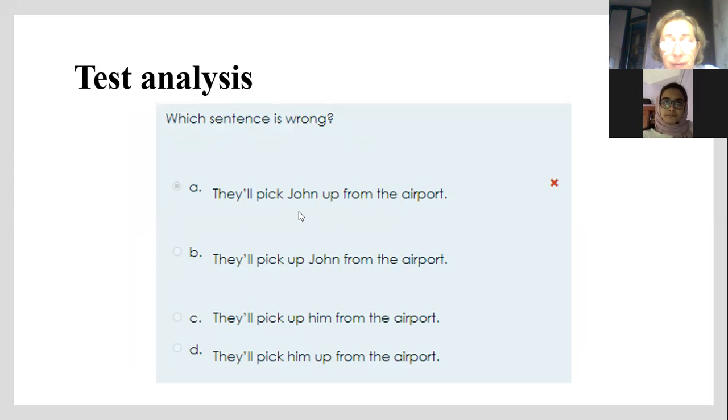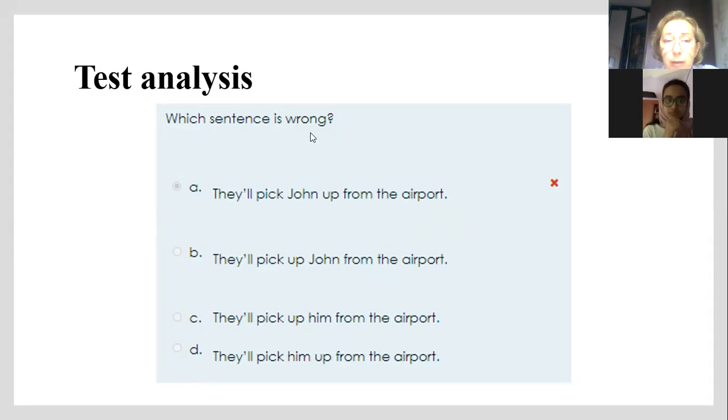a separable phrasal verb, which is pick up. So we can use something, a noun, for example, between a verb and particle. We can use a pronoun also between a verb and the particle. But if we use a pronoun, it should be used between the verb and the particle. We can't use a pronoun after them. It should be used in between.